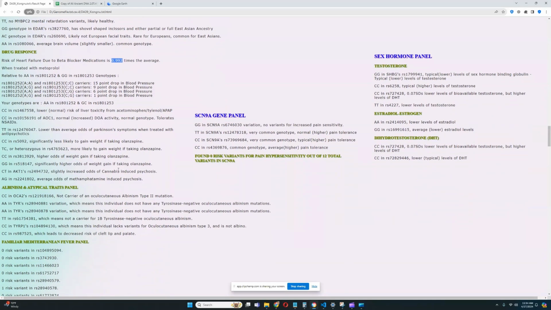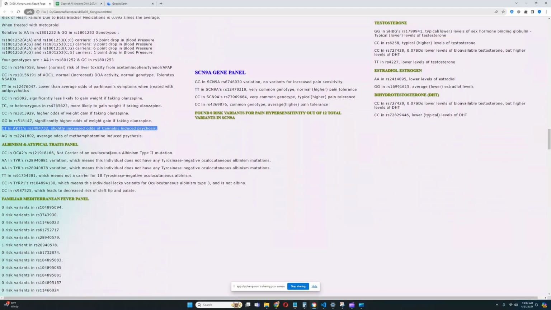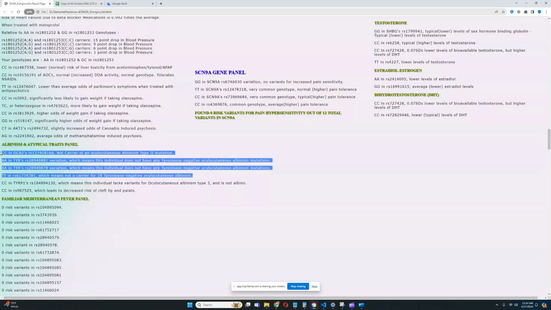All right. Slightly increased risk of cannabis-induced psychosis. All right. And for albinism, it looks like he does not carry any risk variance for albinism. He has one risk variant for familial Mediterranean fever. Kind of interesting. He's not a Mediterranean at all, but somehow he has a risk variant for that.